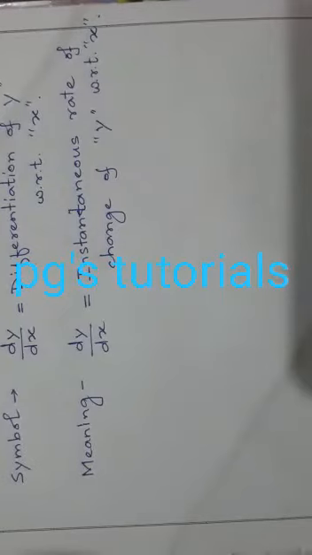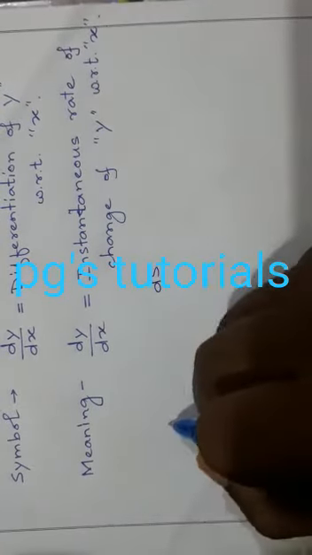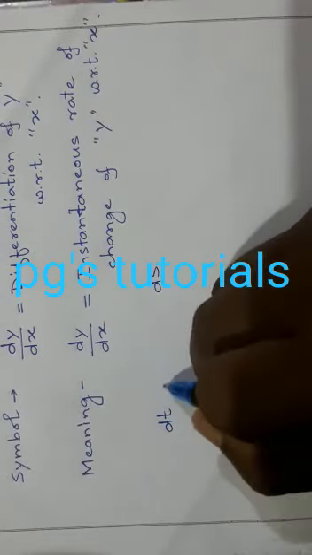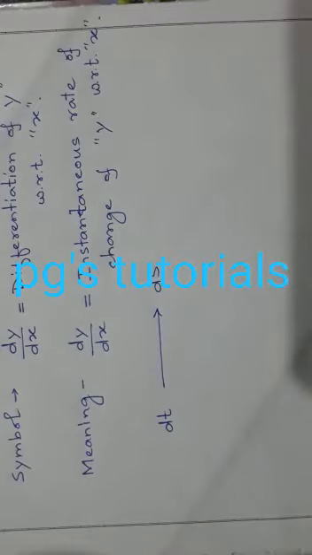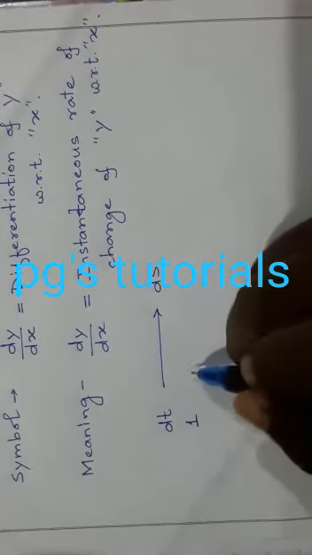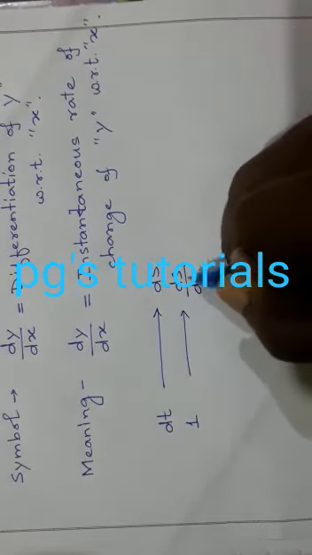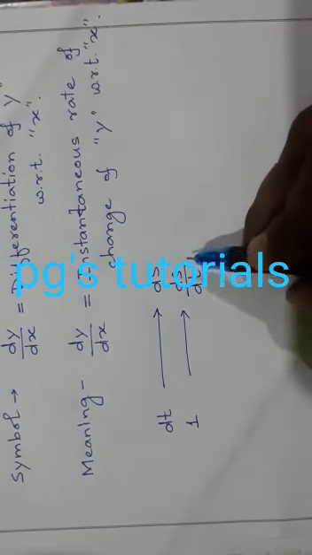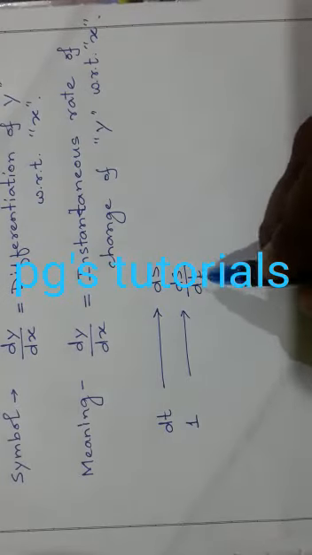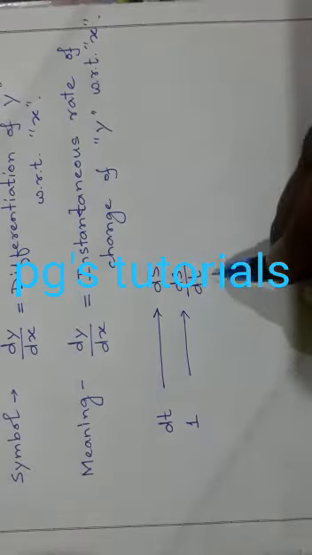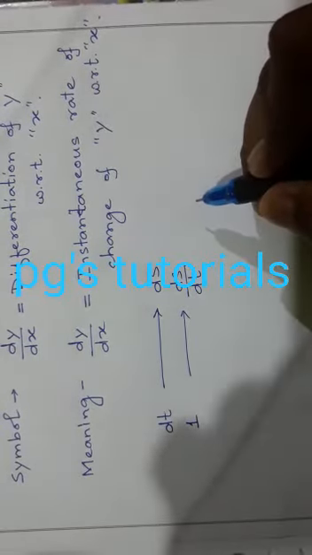Suppose a car travels ds distance in time dt. Then in 1 second, distance traveled by the car is ds by dt. This is differentiation of displacement with respect to time, or rate of change of displacement with respect to time.